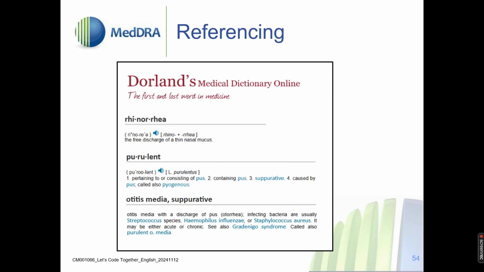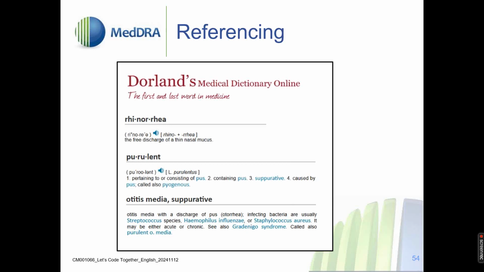Just a note there, we've got another definition, and it will become clearer why we've included this when we do our browsing. Otitis media suppurative. Now, this is showing us what the word suppurative means. This is otitis media with the discharge of pus. In this case, because it's coming from the ear, it's otorrhea. And it's infecting bacteria, usually Streptococcus or Haemophilus influenzae or Staphylococcus aureus, maybe acute or chronic. So we haven't got otitis media, but I just wanted to highlight for you the meaning of suppurative, how it relates to pus, and in this situation, most commonly bacterial.